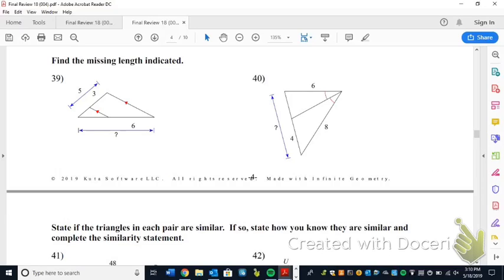Same general idea on number 39. The relationship of 5 to 3 is the same as x to 6. Notice how I put that x up top, because we were dealing with the same type of measurement, the whole side length. Cross multiply, 3x equals 30, divide by 3, we get x equals 10.